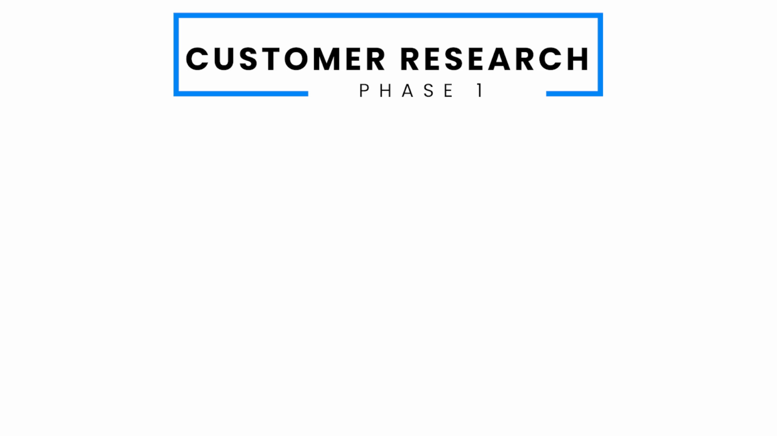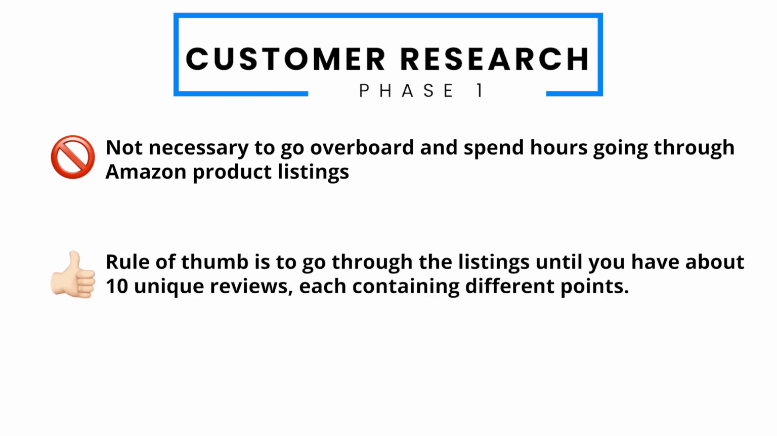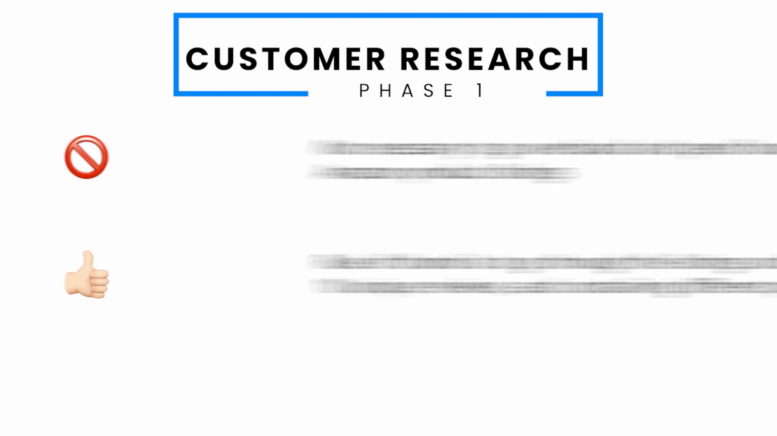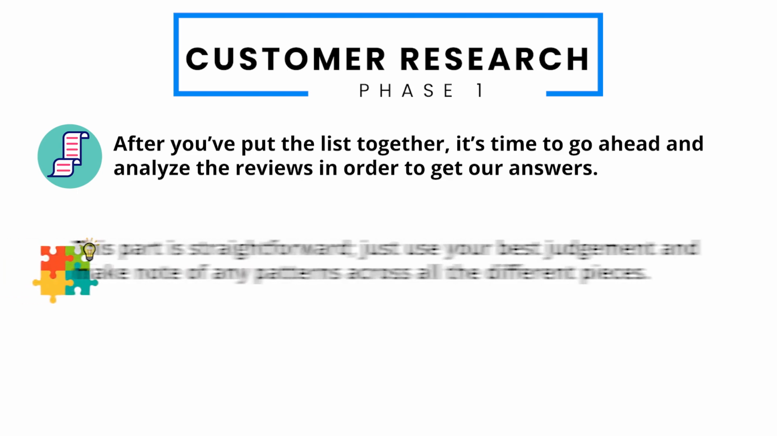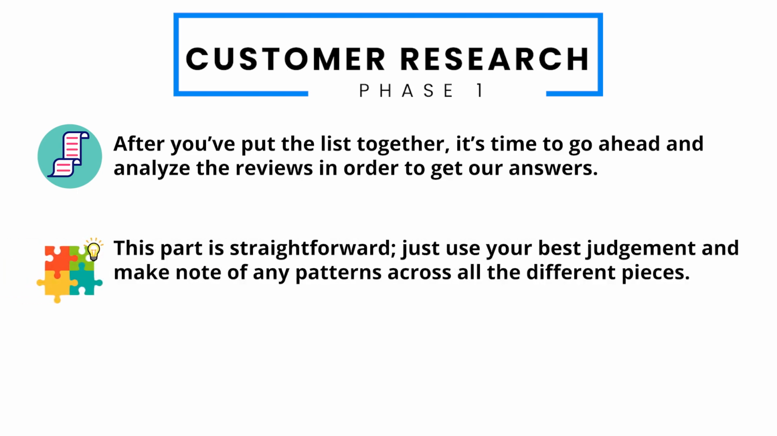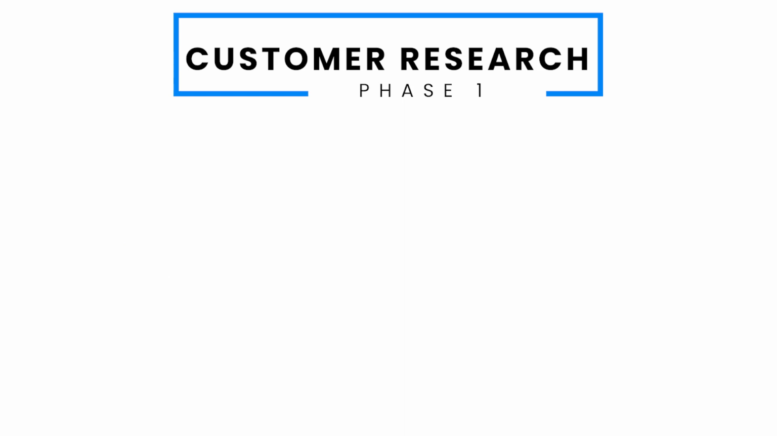One thing to note here is that it's not necessary to go overboard and spend hours going through Amazon product listings. A good rule of thumb is to go through the listings until you have about 10 unique reviews, each containing different points. After you've put the list together, it's time to analyze the reviews in order to get our answers. This part is pretty straightforward. Just use your best judgment and make note of any patterns across all the different pieces. Jumping back to Mr. Neck, let's go through the list of questions and see what we can find here.